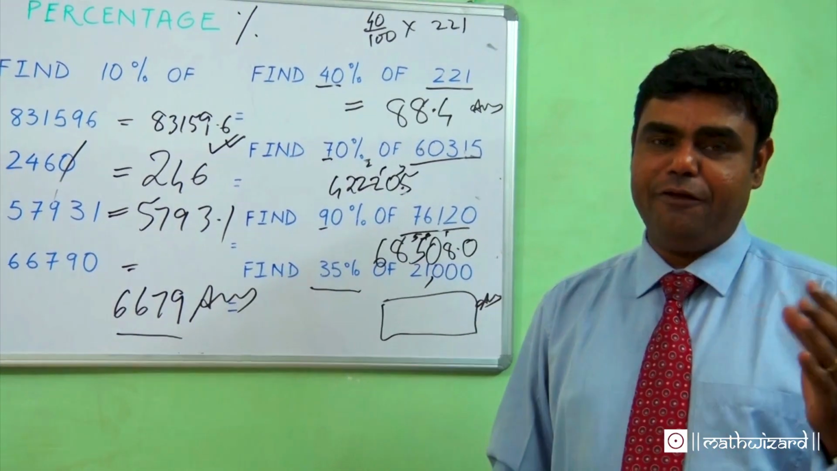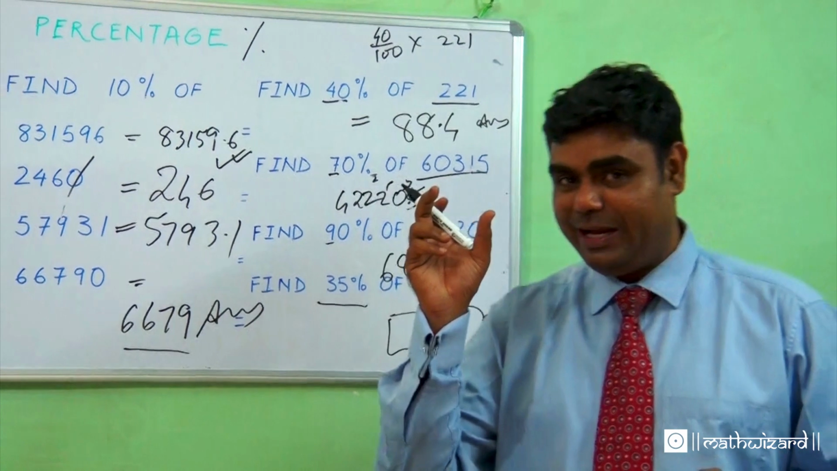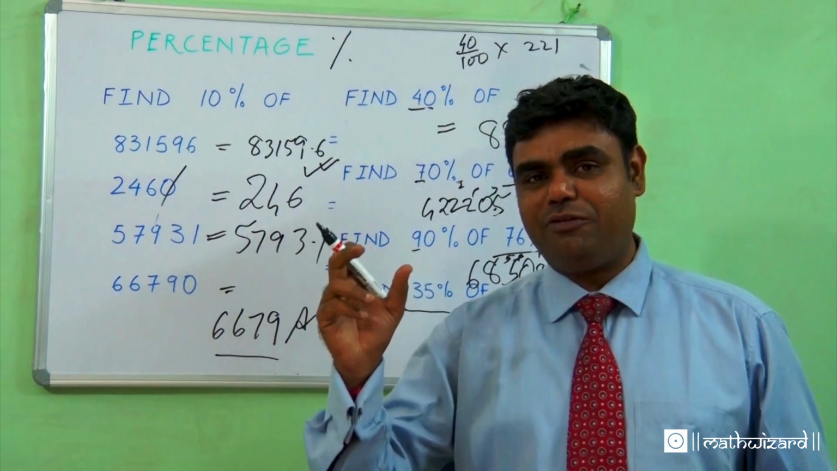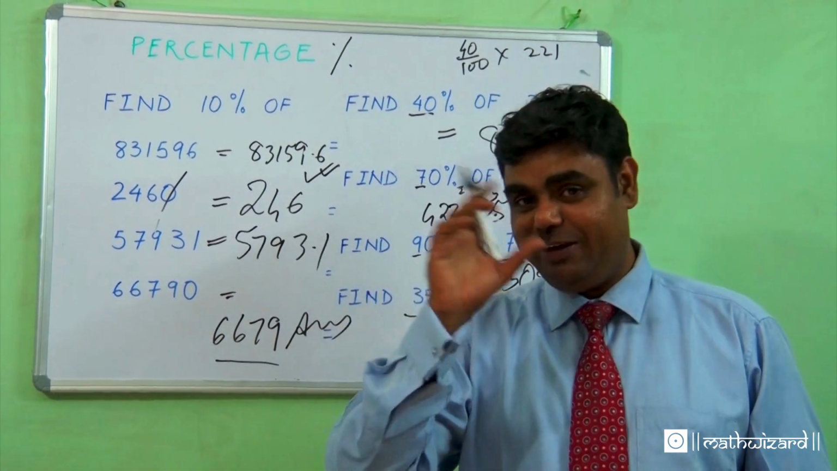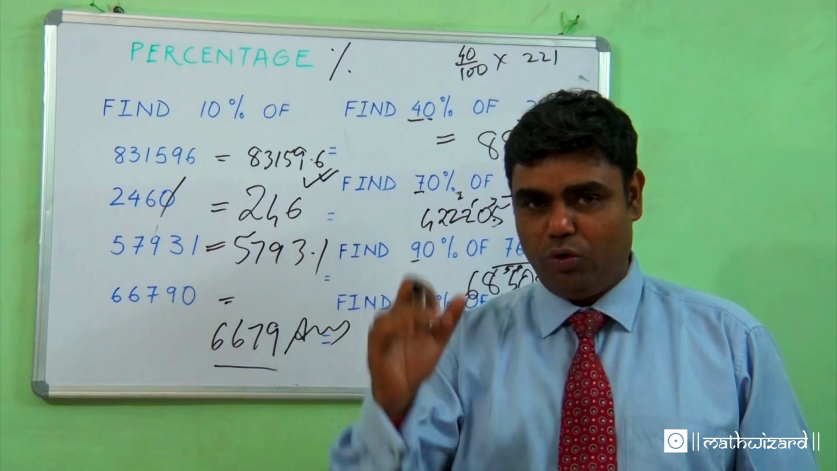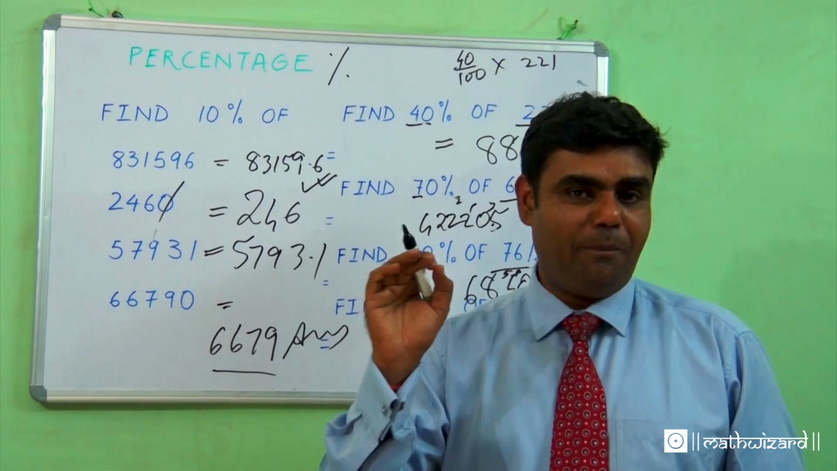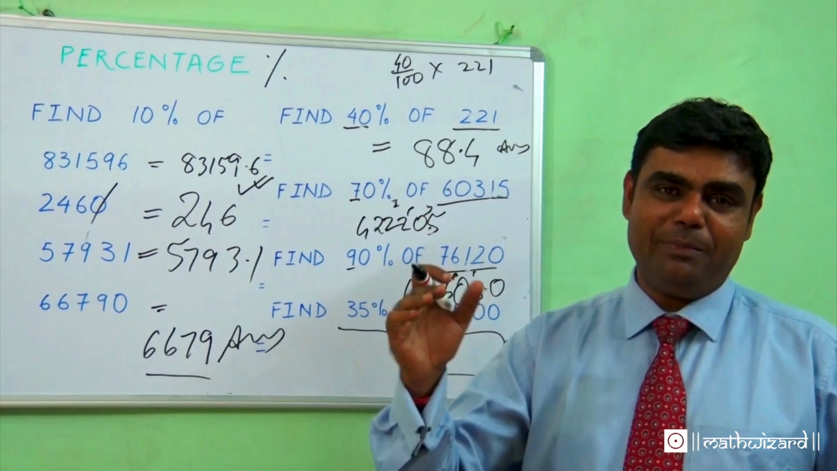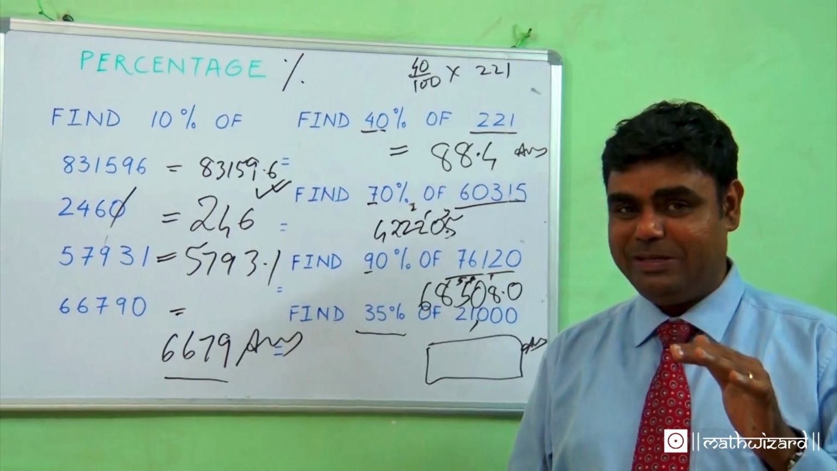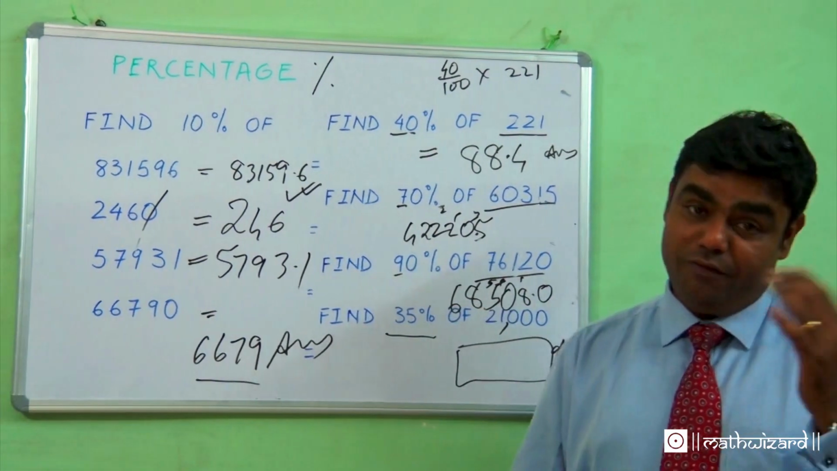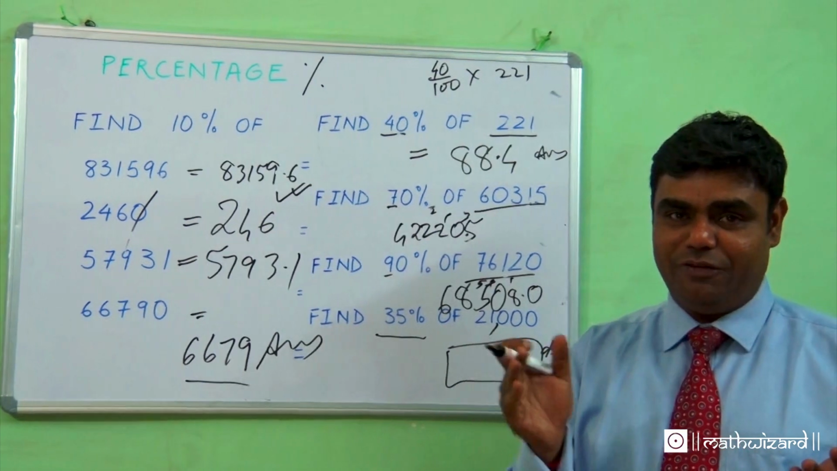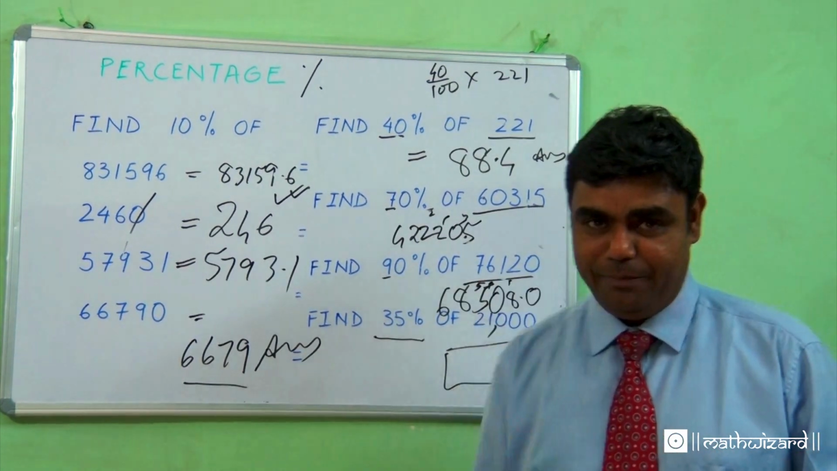Any numbers 50%, divide the number by 2. Suppose if you have to find 25%, divide that given number by 4. 12.5% means divide the number by 8. 20% divide by 5. 5% is just the opposite of it, divide by 20.